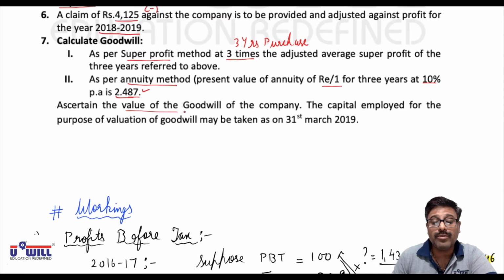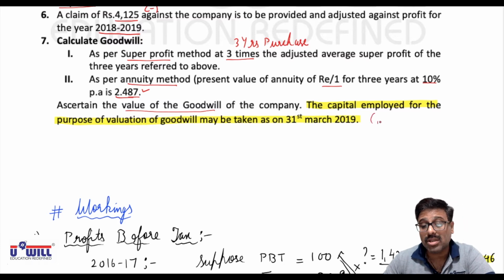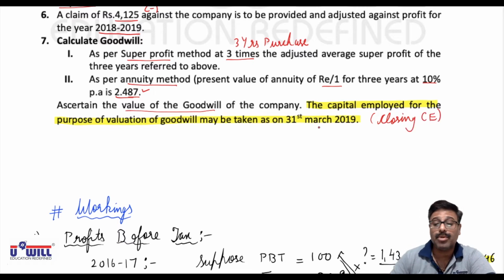Ascertain the value of the goodwill of the company, and see, it's clearly given again. The capital employed for the purpose of valuation of goodwill may be taken as on 31st March 2019. That means we have to solve the question taking closing capital employed. So that itself will be taken as average capital employed. Directly goodwill is to be obtained on the basis of closing capital employed. So average is not to be calculated separately.